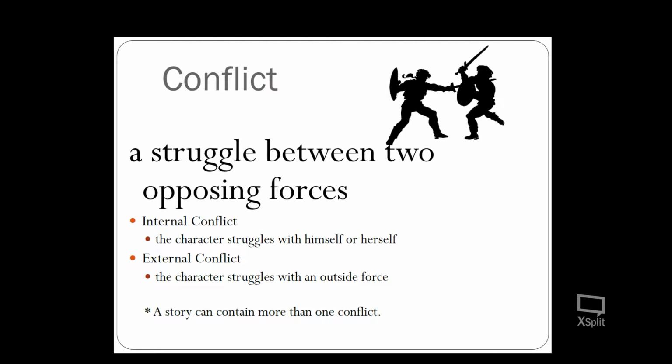Okay, next we have conflict, which is an important literary element. Now, this is a struggle between 2 opposing forces. Obviously, the fight. Now, we have internal conflict. That's the character struggles with himself or herself. And an external conflict is the character struggles with an outside force. And a story can contain more than one conflict, so it's not just one or the other. It could depend on the certain situation.